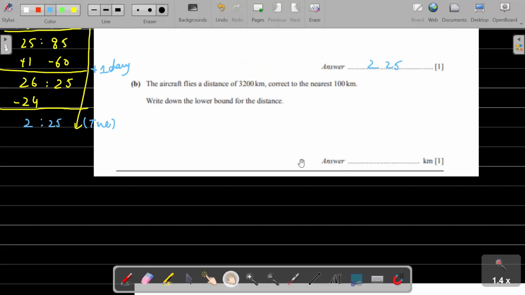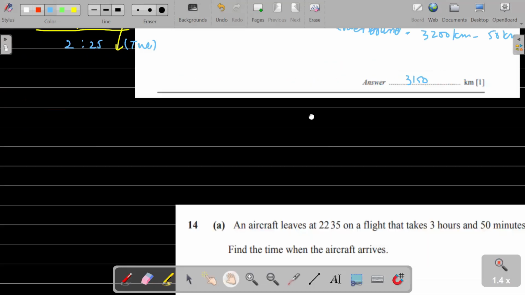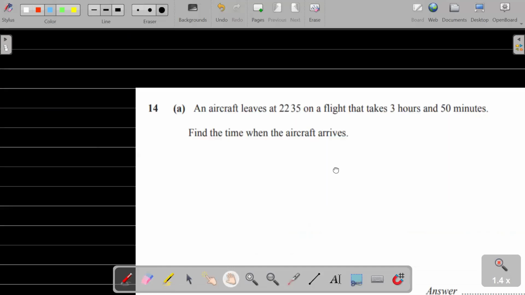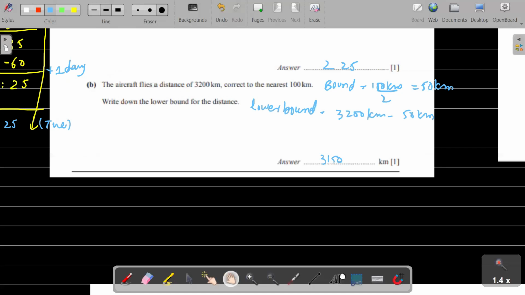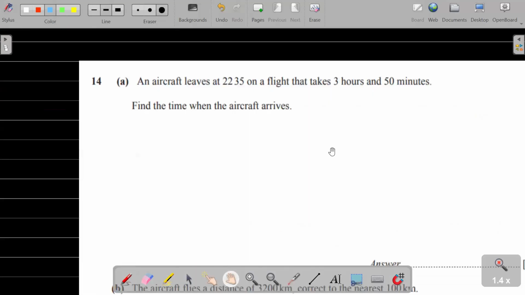An aircraft flies a distance of 3,200 kilometers, correct to the nearest 100 kilometers. Write down the lower bound. Okay, first let's calculate the bound. The nearest is 100, and for the lower bound, let's subtract it. Lower bound is equal to 3,200 minus 50, so that will be 3,150 kilometers. Okay, that question is repeated. We have done this question.